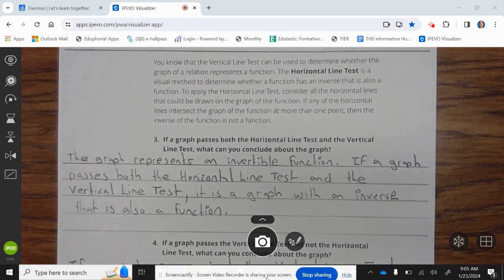You know that the vertical line test can be used to determine whether the graph of a relation represents a function. The horizontal line test is a visual method to determine whether a function has an inverse that is also a function. To apply the horizontal line test, consider all the horizontal lines that could be drawn on a graph of the function. If any of the horizontal lines intersect the graph of the function at more than one point, then the inverse of the function is not a function.